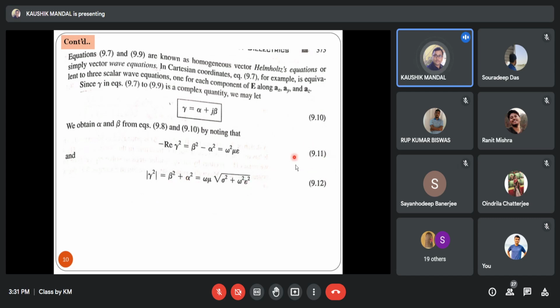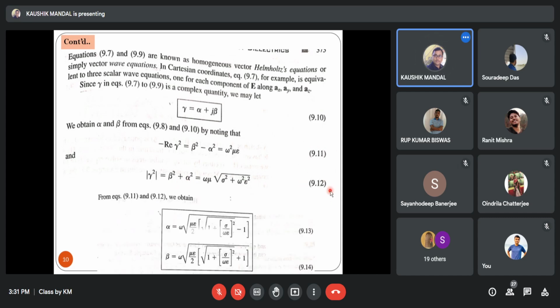Now if you solve these equations 9.11 and 9.12, you will be able to find the equations for alpha and beta. I am not going to solve these equations. You can check it. If you solve these two equations, you will be able to find the equations of alpha and beta. So equations 9.13 and 9.14 represent the values of alpha and beta. This is the generalized equation.